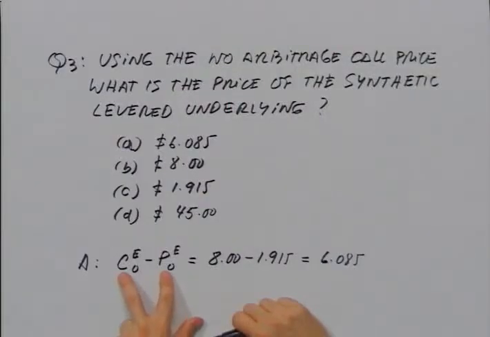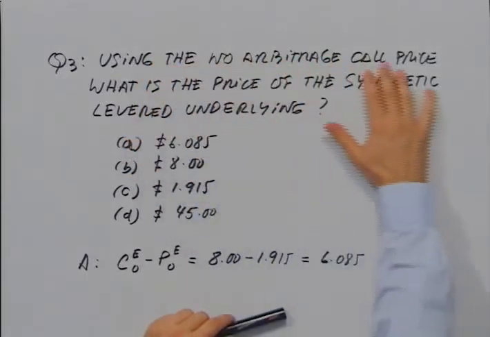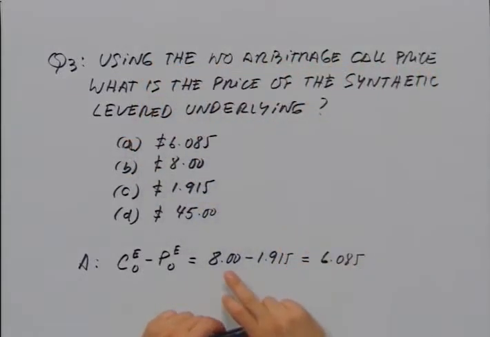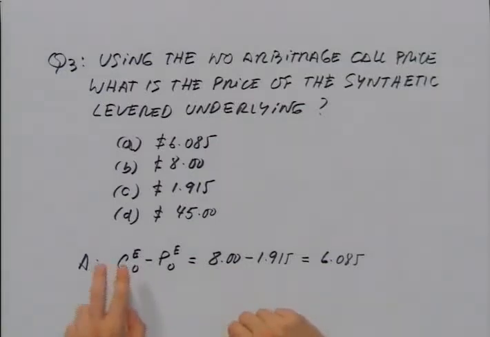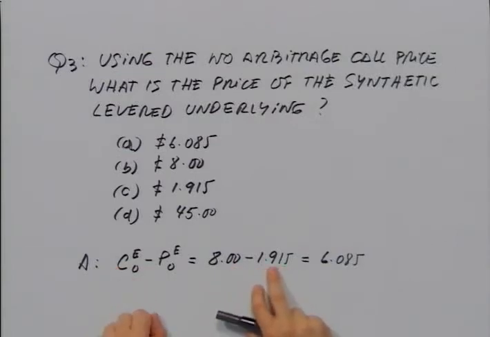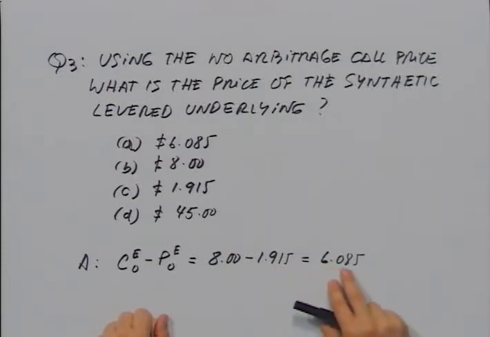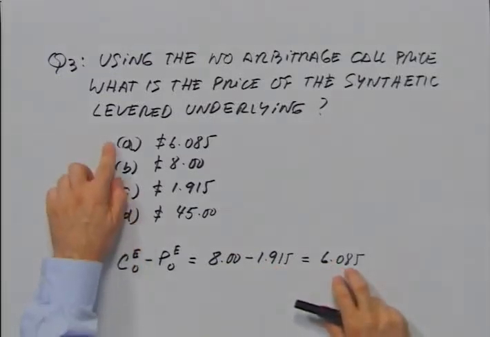The only thing you need to know in this case is what a levered position in the underlying is in terms of the options. As we saw in the previous cases, the levered underlying is equal to buying the call and selling the put. I asked you to use the no arbitrage call price, which means use the $8 call price, not the $10 call price that I gave you. So you would buy the call at $8 and sell the put at $1.915, for a total value of $6.085, or answer A.